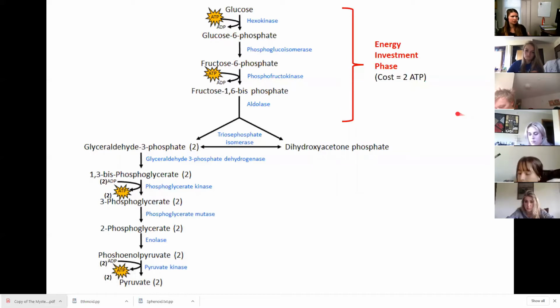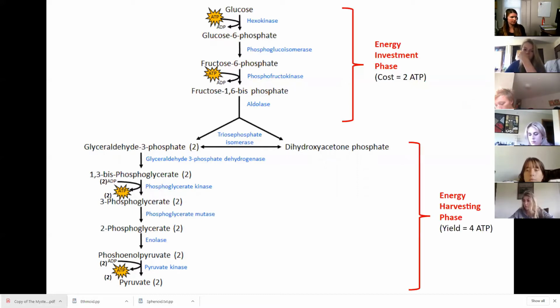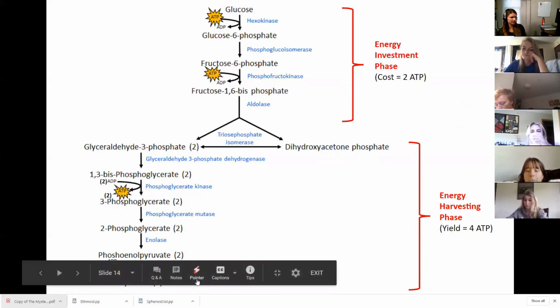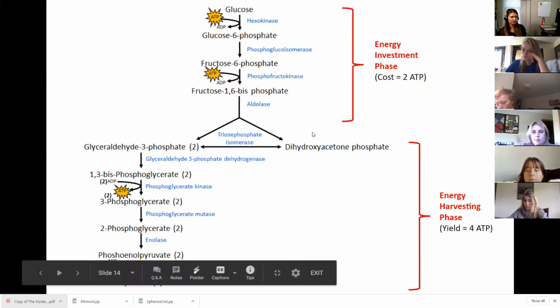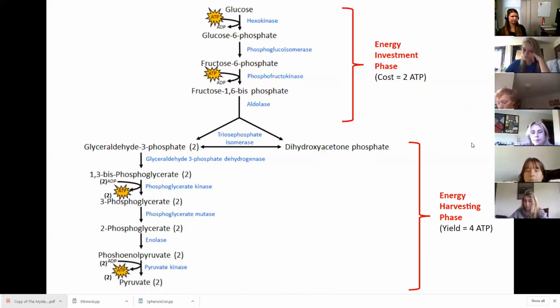Okay, so from glucose, we end up with ultimately 2 molecules of pyruvate. We also end up with our 2 ATP on net. We also end up with this molecule NADH, which is something called an electron carrier. So we'll see it come back later in the process. The actual production of ATP happens in this energy harvesting phase. So this is after we've split our glucose molecule in 2.